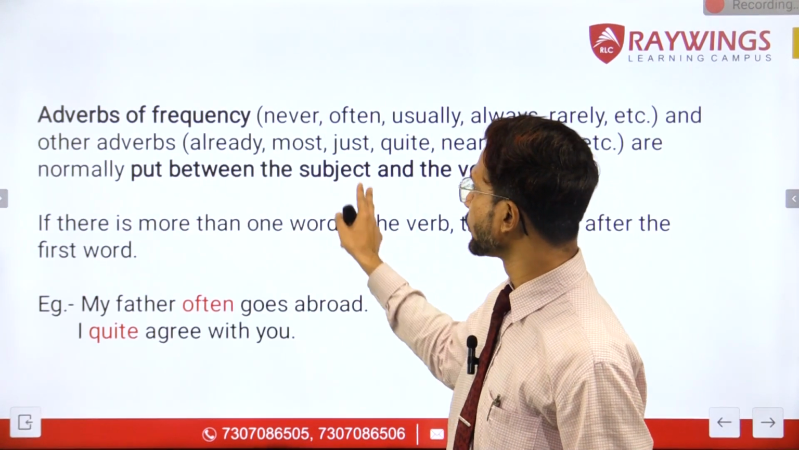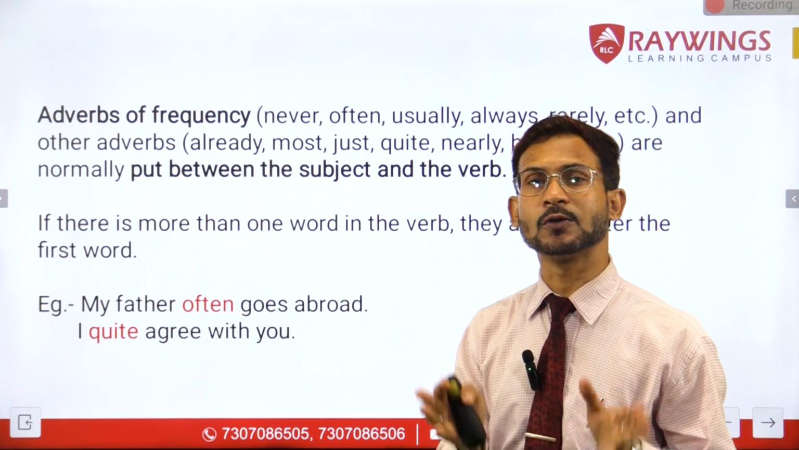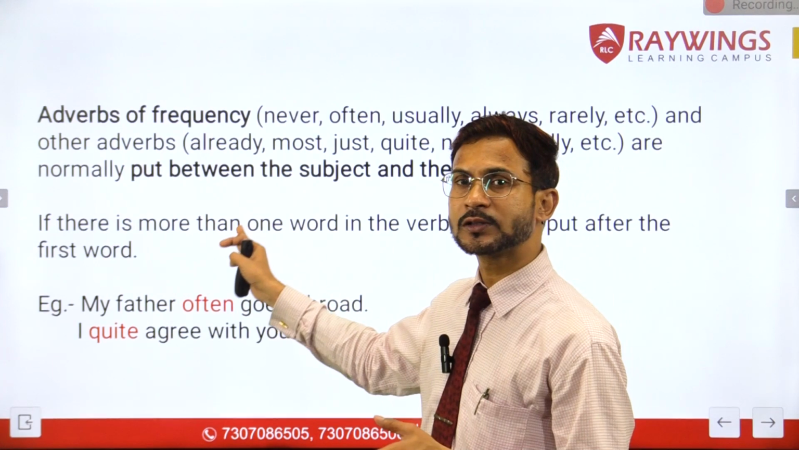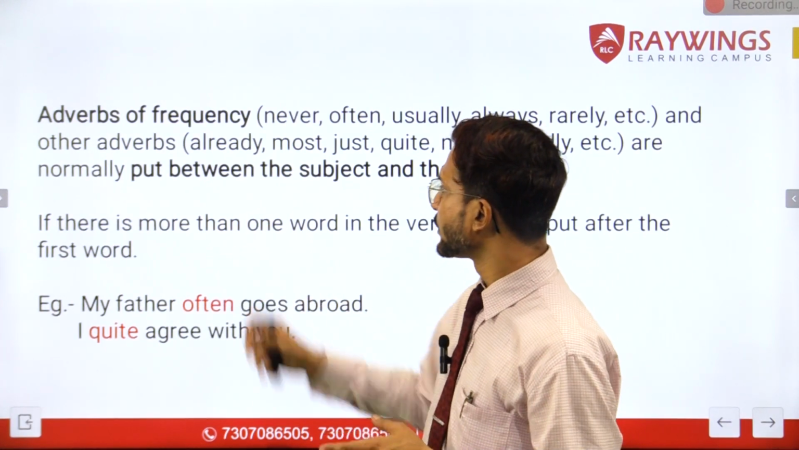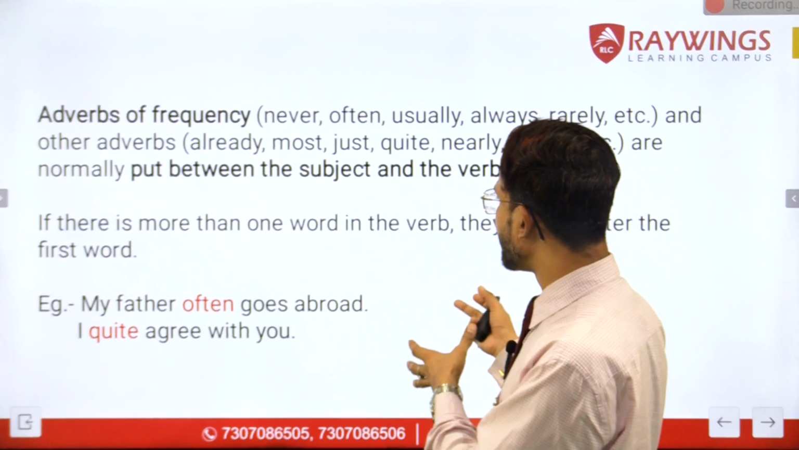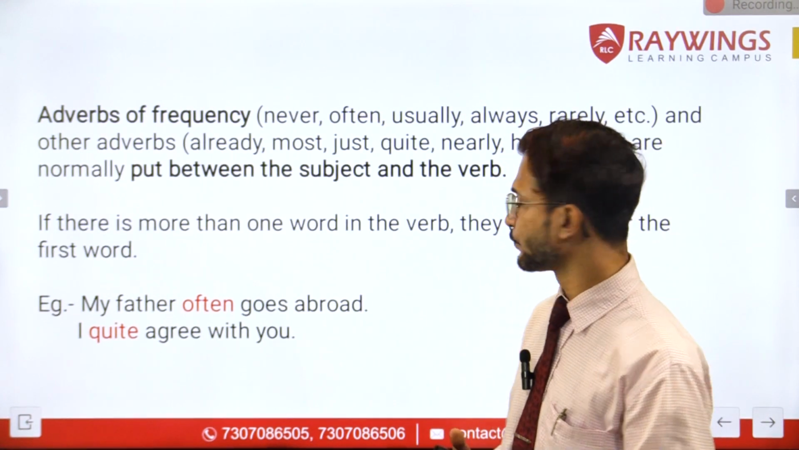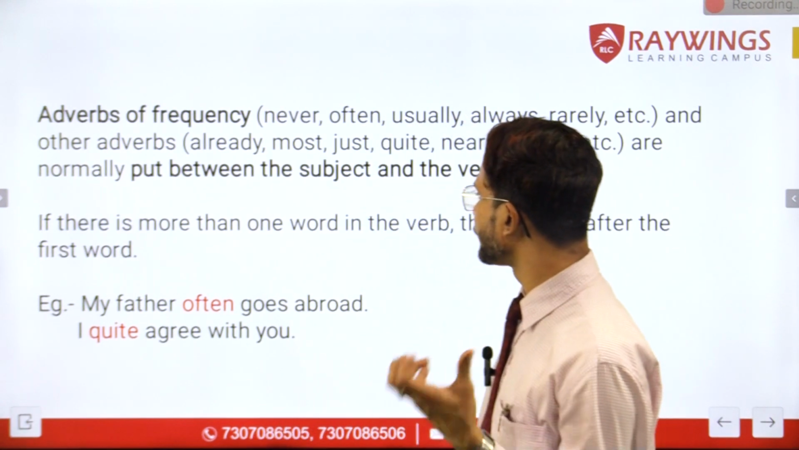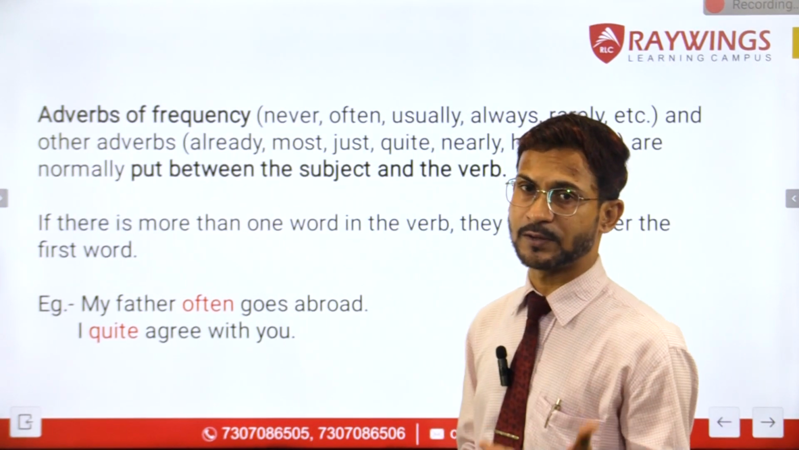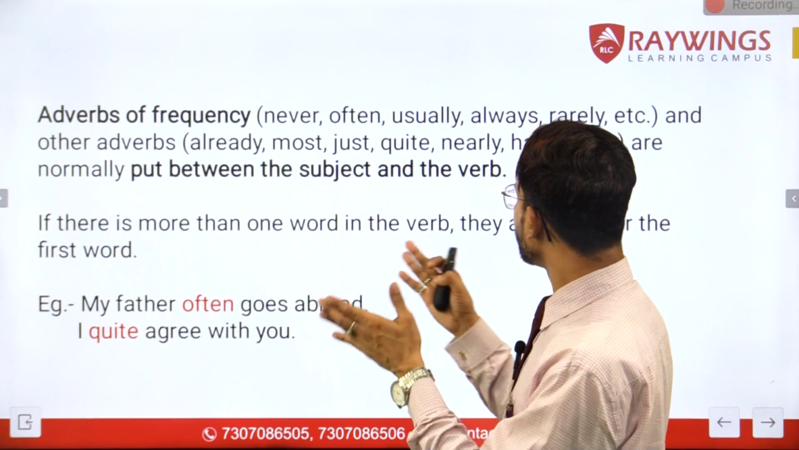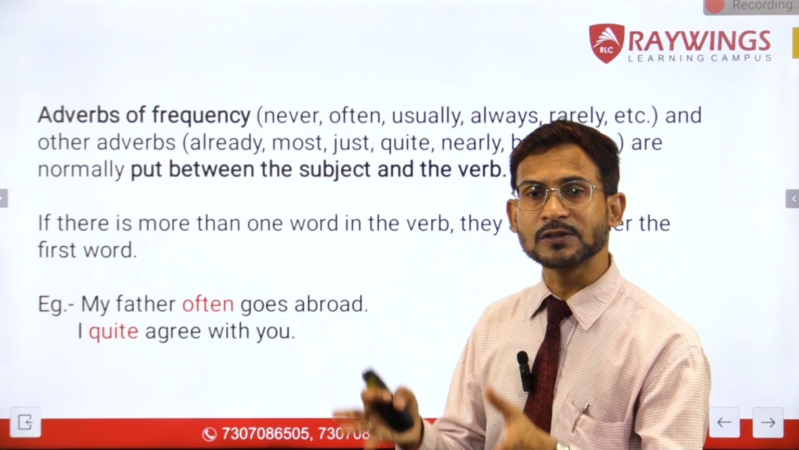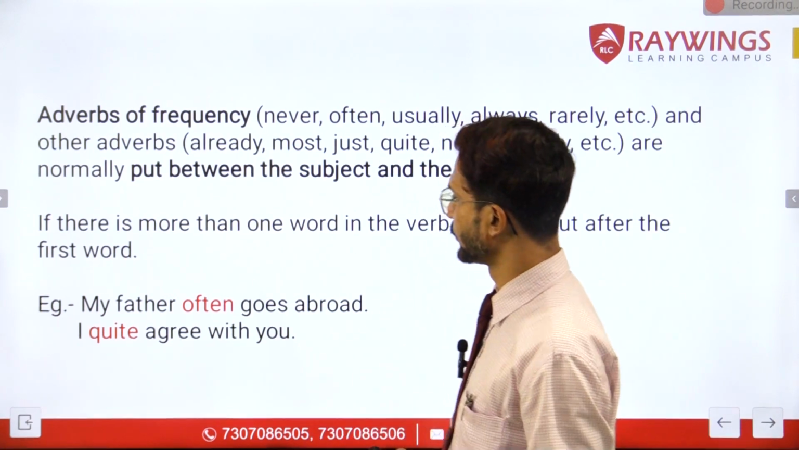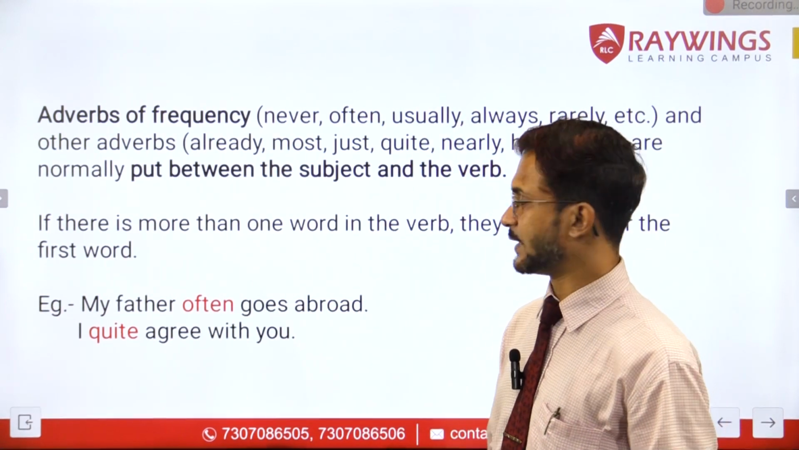So we have to remember this thing, adverbs of frequency and a few other adverbs like these. They are normally put between the subject and the verb and they cannot be put anywhere else in the statement. There is one more thing which we should remember, that is if there is more than one word in the verb, they are put after the first word, right? So if the verb is composed of more than one word, then in that case, these adverbs are put after the first word. They are not put before the first word, right? Now, let us look at the examples.